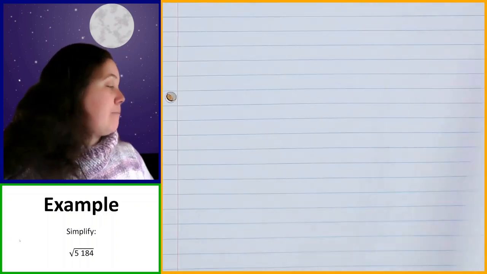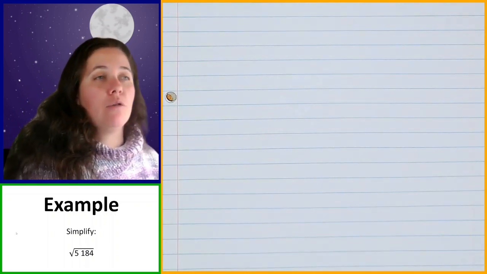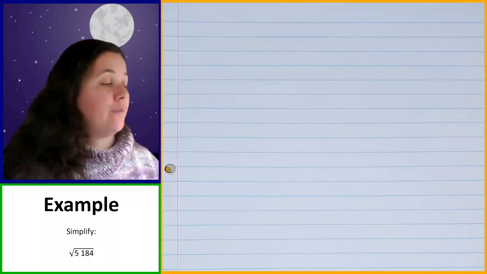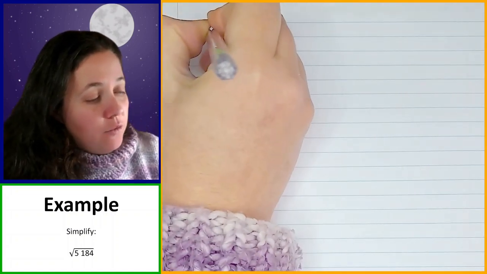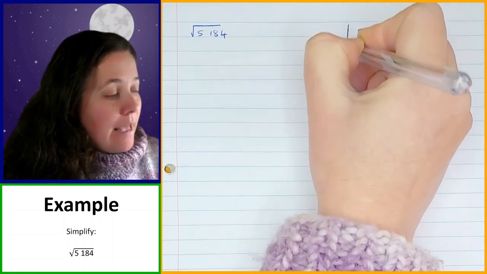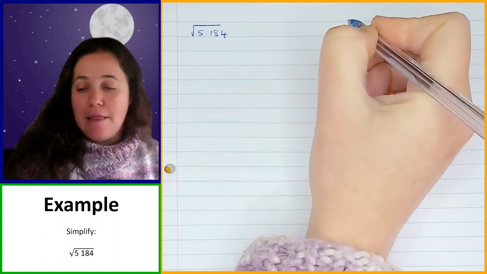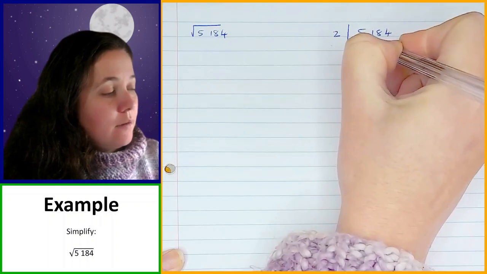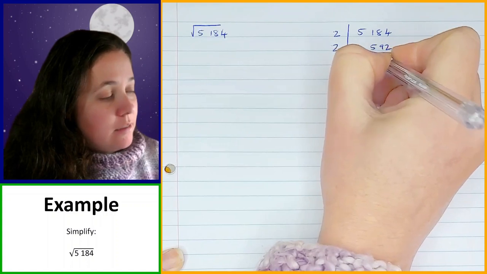In order to write it as a product of its prime factors, we're going to use the ladder method. Then when we write it as a product of its prime factors, we can write it in exponential form. So first, I'm going to take 5,184, and I'm going to make a ladder. First of all, it's even, so 2 is going to go in there, and that gives me 2,592. It's still even, so I can still use 2, that gives me 1,296.